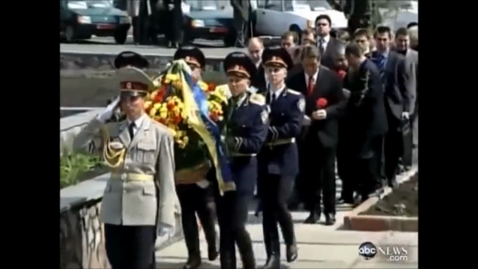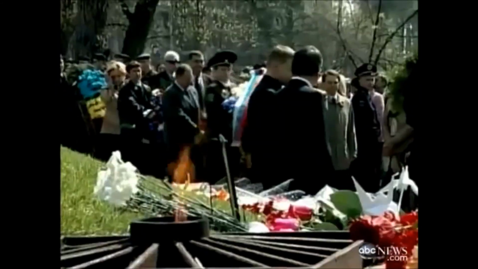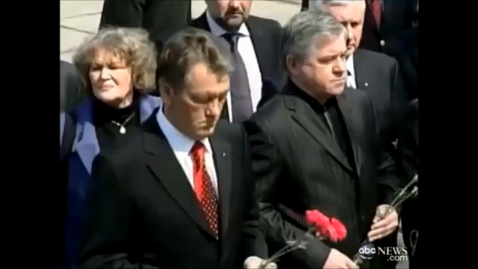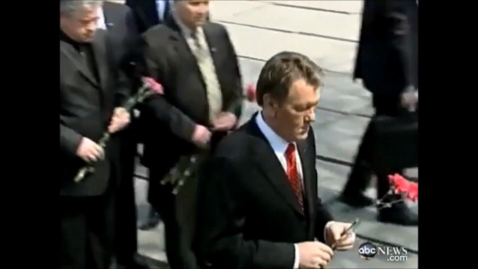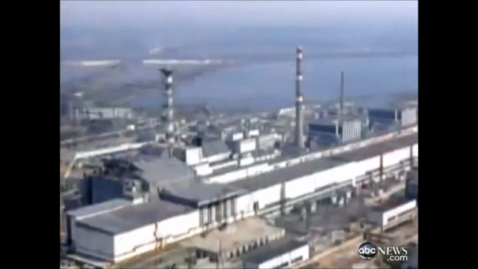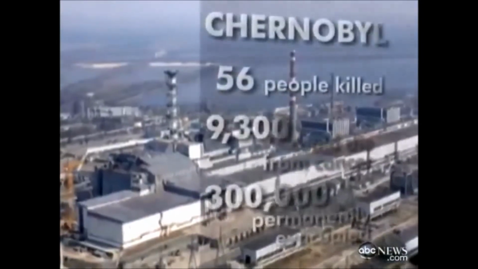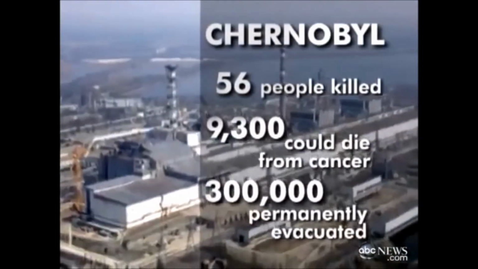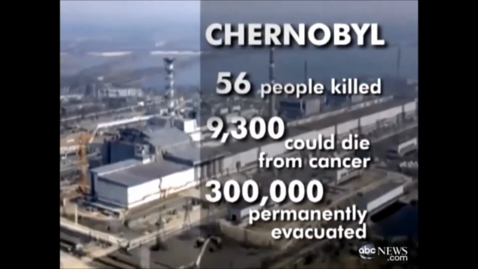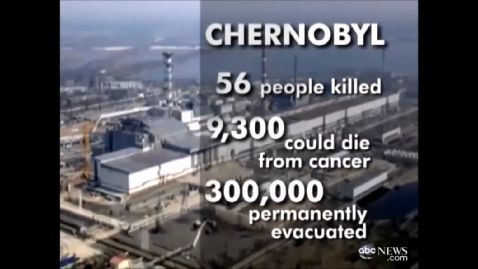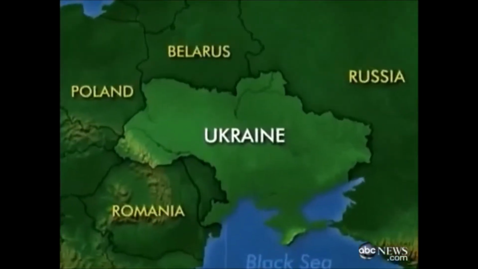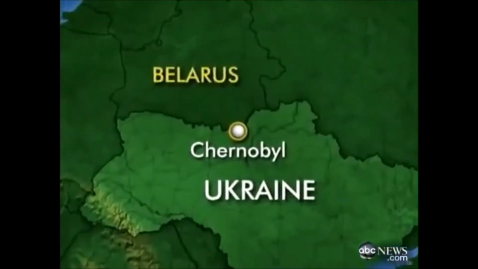Mourners march to commemorate one of history's worst man-made disasters. 20 years ago today, a reactor exploded at the Chernobyl nuclear plant. 56 people were killed. Another 9,300 are expected to die from cancers caused by the huge radiation release. 300,000 people were permanently evacuated from the area. 20 years later, Chernobyl remains a very dangerous place, and yet some people have insisted on returning. ABC's David Wright reports tonight from the Dead Zone.